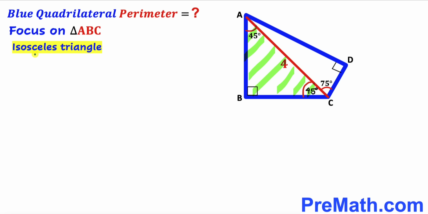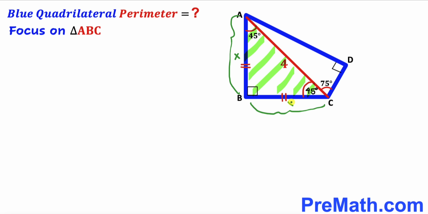So therefore, we conclude that this triangle ABC is our isosceles triangle, since this angle is 45 degrees and likewise this angle is 45 degrees as well. So therefore, we conclude that this side AB must be equal to this side BC. And now let's assume that this side we are going to label as X. Then this BC side is going to be X as well.